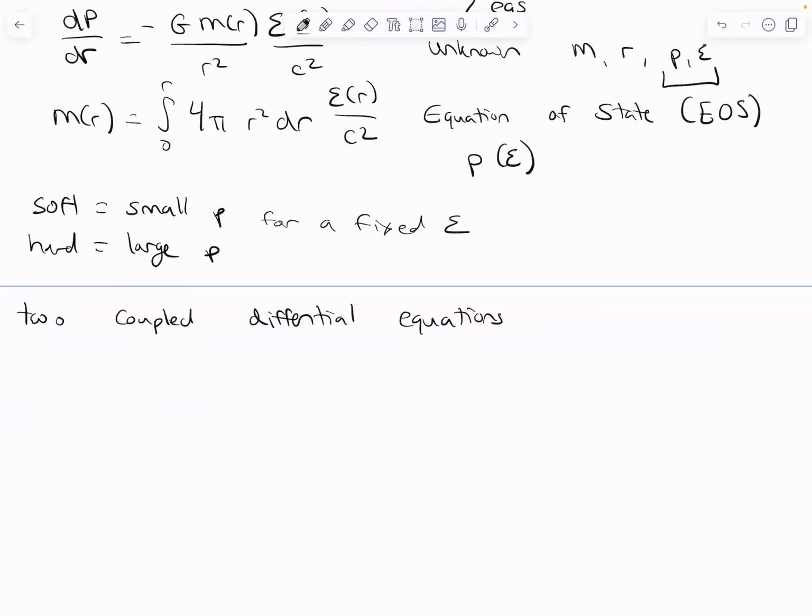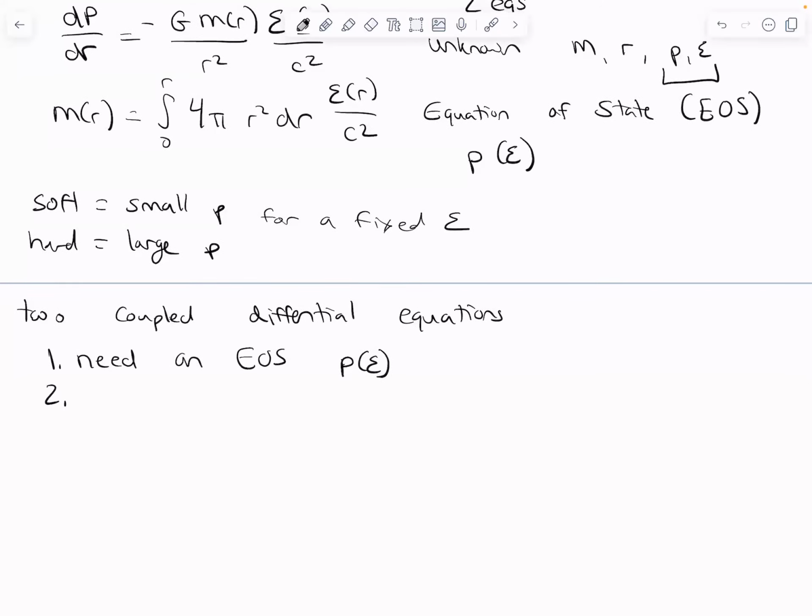And we want to do something with them. So how do we actually solve them? So essentially, one, we need an equation of state, P versus epsilon. So you need to know what the underlying degrees of freedom are and how to calculate them thermodynamically.